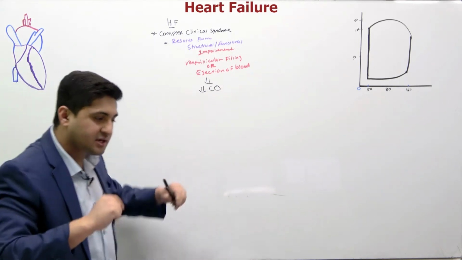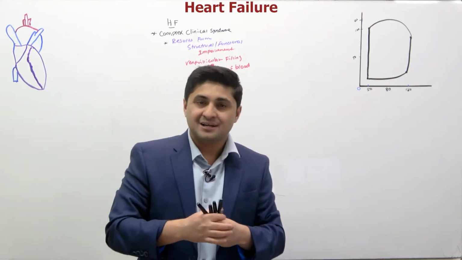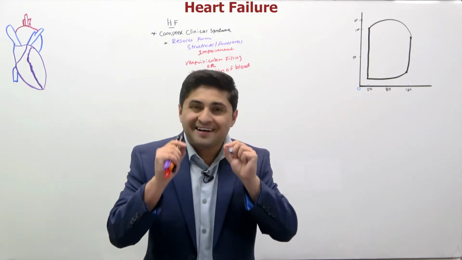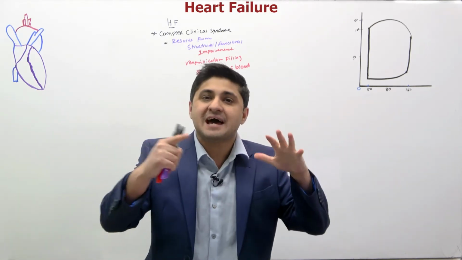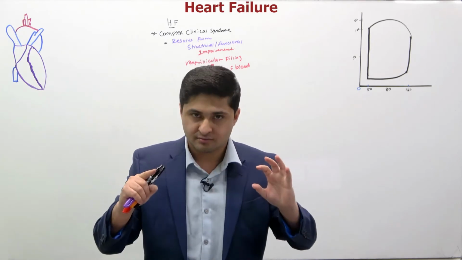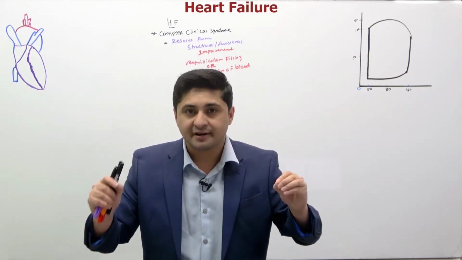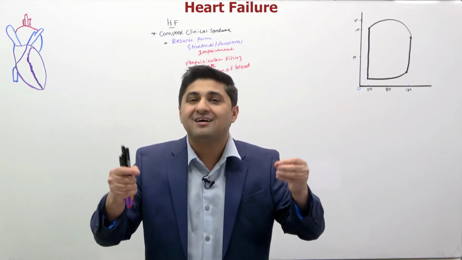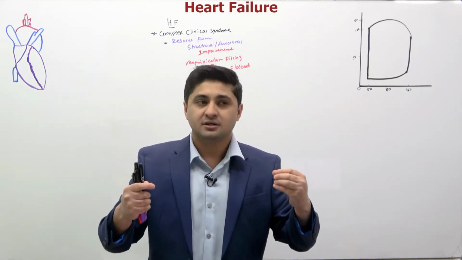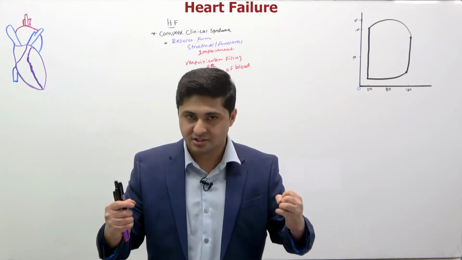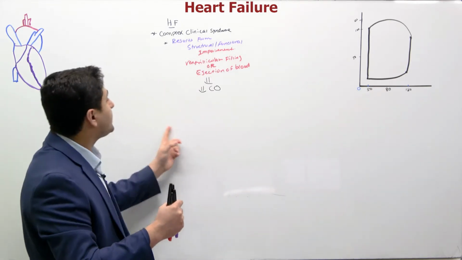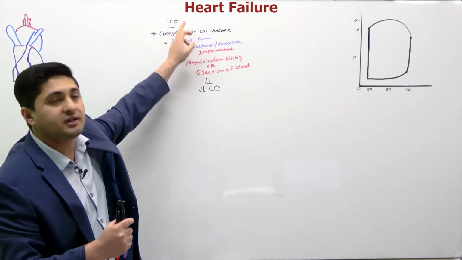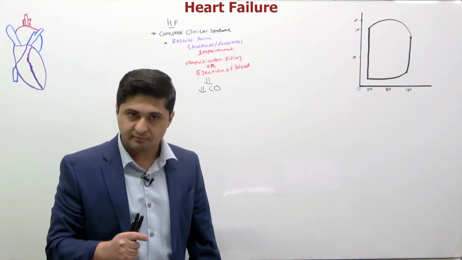And when you have a decrease in cardiac output, the heart is not able to meet the metabolic demands of the tissues. When the cardiac output is decreased, your systemic tissues would not get perfused, would not get nutrients and oxygen. And this is what is defined as heart failure. So this is the definition of it, all right?